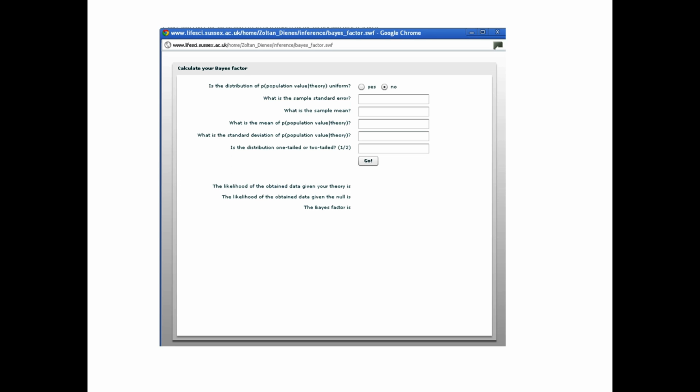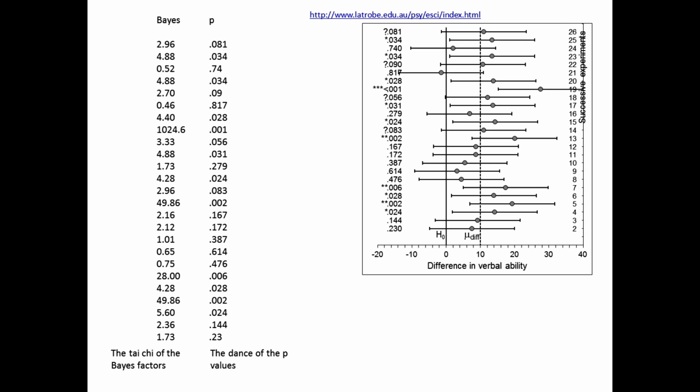So again, you're specifying the distribution, and otherwise you're just specifying 3 numbers. 2 to summarize your data, and then the 1 number for your effect size that you've identified from previous work. You click go and you get your Bayes factor out. Okay, so that's the straightforward part.